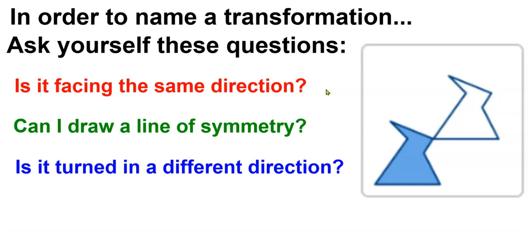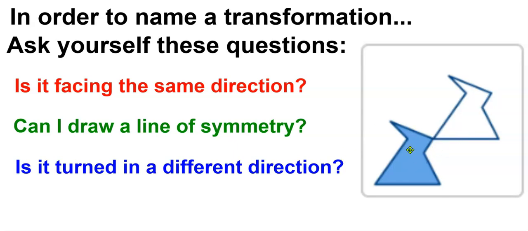The first one is, is it facing the same direction? If it is, that's a translation. The second is, can I draw a line of symmetry? If it is, that's a reflection. And the third is, is it turned in a different direction? That is a rotation. Let's take a look at this first drawing here.